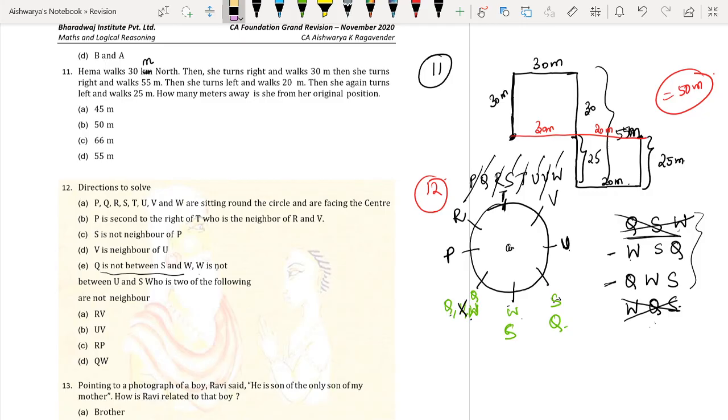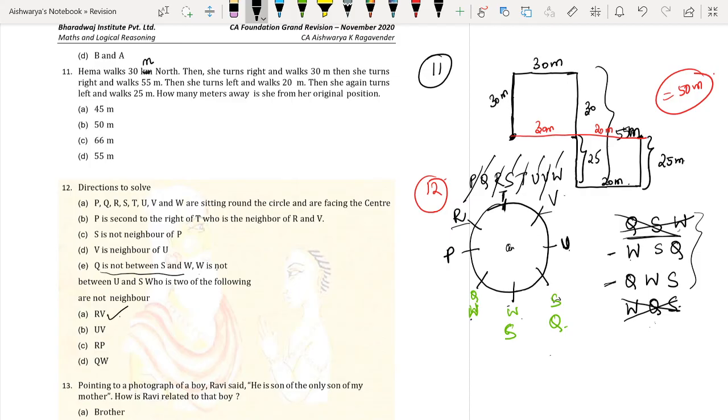So read the next part. Yes, ma'am. W is not between U and S. That part is over. Come to the next. Which two of the following are not neighbors? Okay, so anyway it has got nothing to do with these people. RV, where is RV? R and V, are they neighbors? So the question is saying which of the following are not neighbors? Yeah, RV are not neighbors, correct.